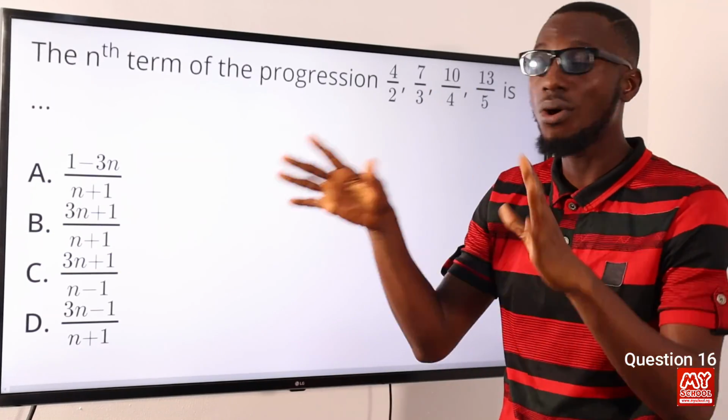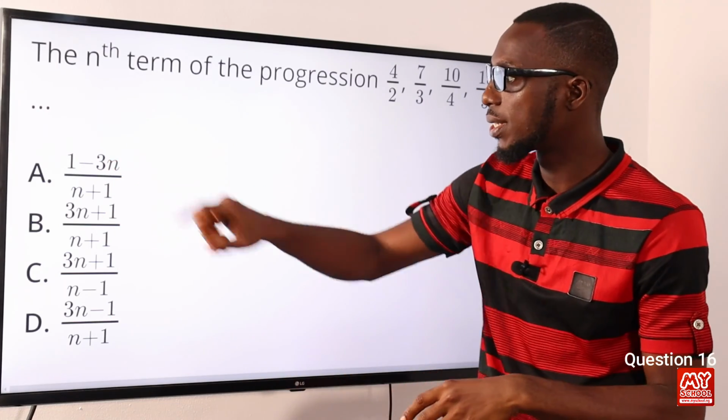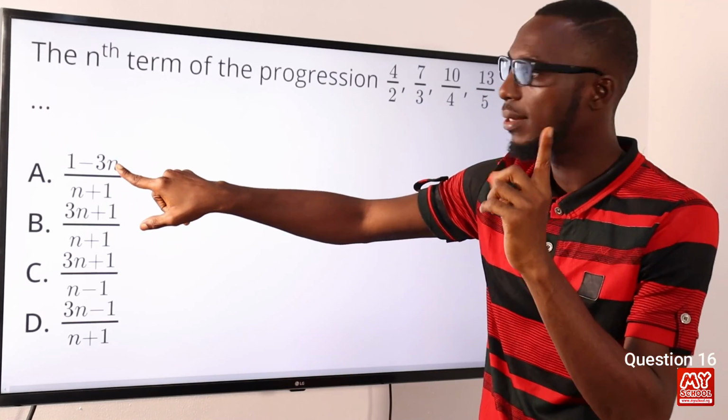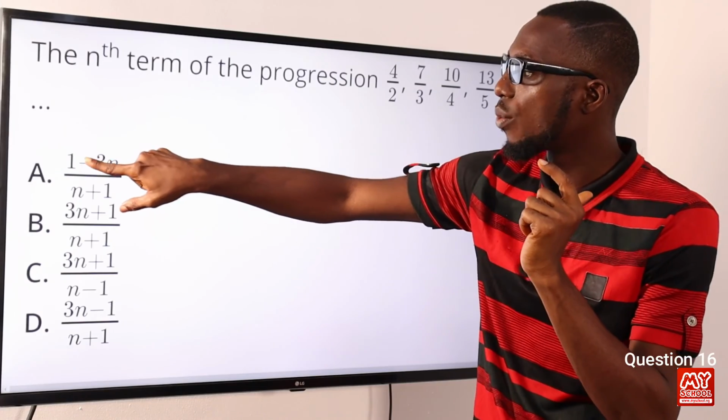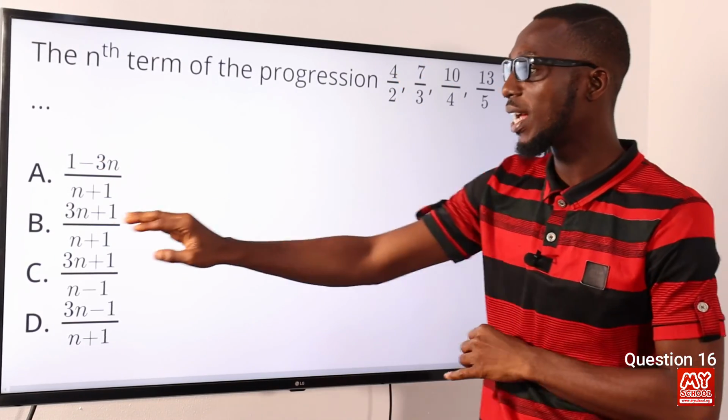If you try doing that with other options, you realize that they are not correct. Let's take this for instance. The first term, n is 1, so 3 times 1, that is 3, 1 minus 3, that is minus 2. It doesn't tally. So the correct option here is option B.